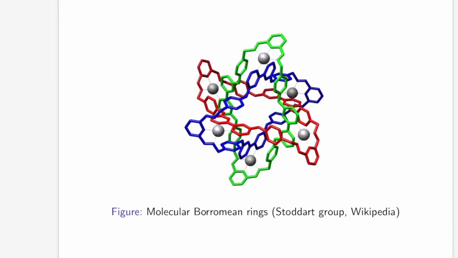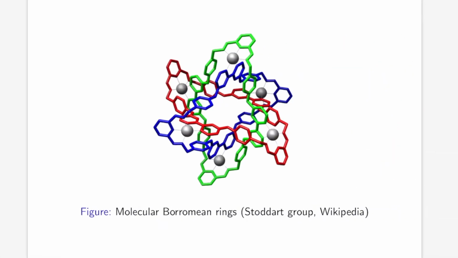And here's an example of molecular Borromean rings. This is due to the Stoddart group. You can read about it on Wikipedia. It's very fascinating that the Borromean rings have actually been synthesized at the molecular level.